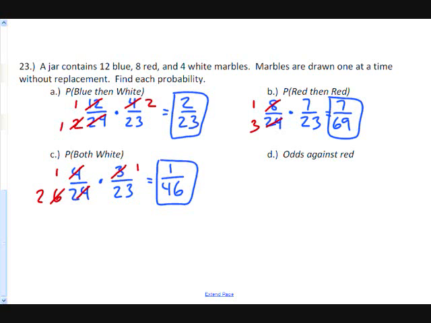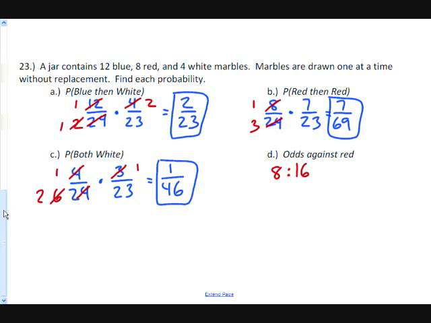And that's it. The last piece of this says odds against red. All right, so a red marble, there are 8 red marbles. So those are the things I want versus the unfavorable event. So it's favorable versus unfavorable. There's 16 other things that I don't want, so it's 8 to 16. That's odds for a red.